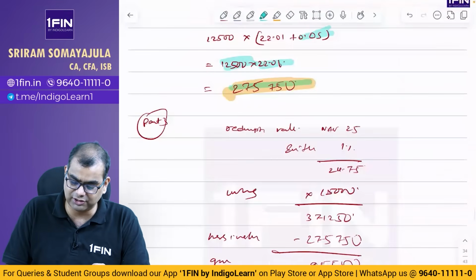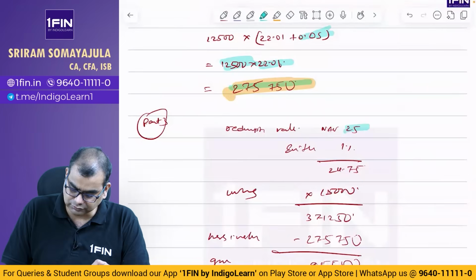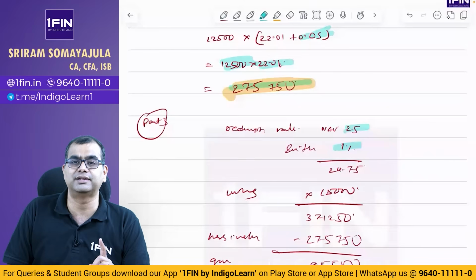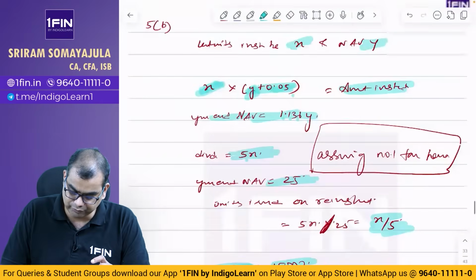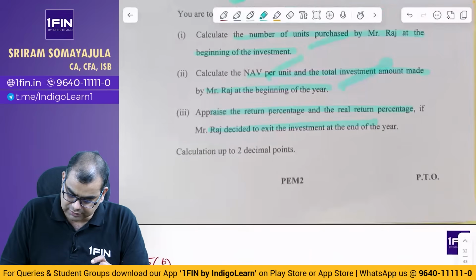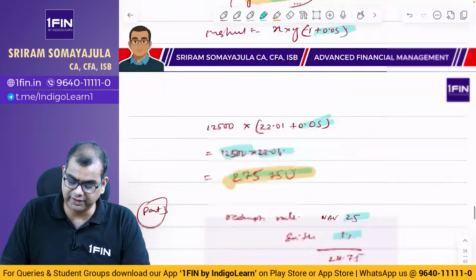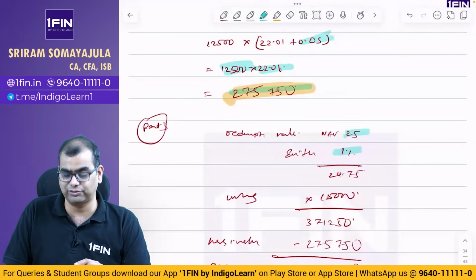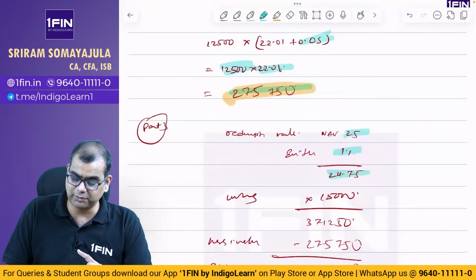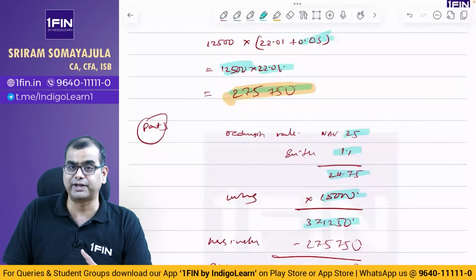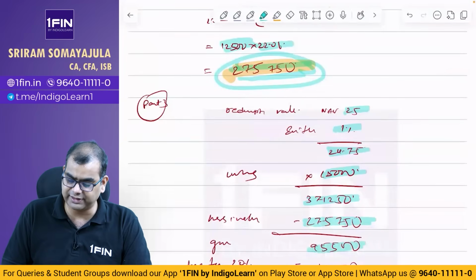What is the redemption value? You have 25 as the redemption value. And you also have an exit load of 1%. Exit load of 1%, they gave, no? Where is this? Exit load, 1% if redeemed within 1 year. So 25 minus 1, basically the value that you will get is 24.75. 24.75, and how many units? 15,000 units. So you basically get 3,71,250. From that, you subtract 2,75,750, you get 95,500.